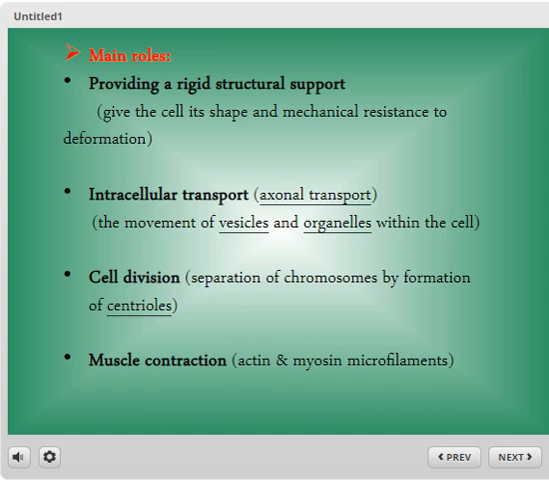For example, the separation of the chromosomes by formation of centriole. Finally, the other role of the cytoskeleton is muscle contraction. You know about the actin or myosin myofilaments that have a function in the muscle contraction.